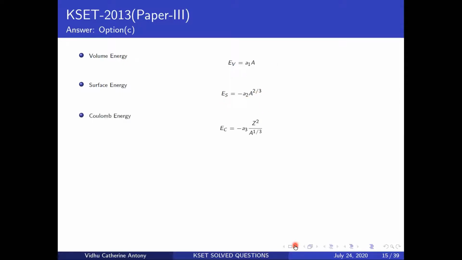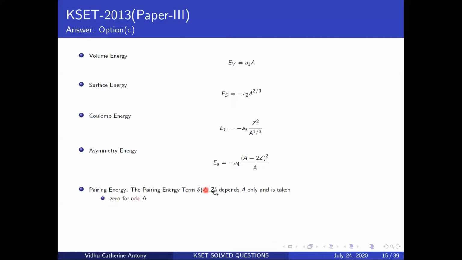Then you have the Coulomb energy, which is minus A3 Z squared divided by A to the power of 1/3. And then you have the asymmetry energy, EA equal to minus A4 times (A minus 2Z) whole squared divided by A. These are all coefficients, values that are given to you. And then you finally have the pairing term, which depends on A and Z. It's 0 for odd A. If you have even nuclei, it's positive, and if you have odd nuclei, it's negative.